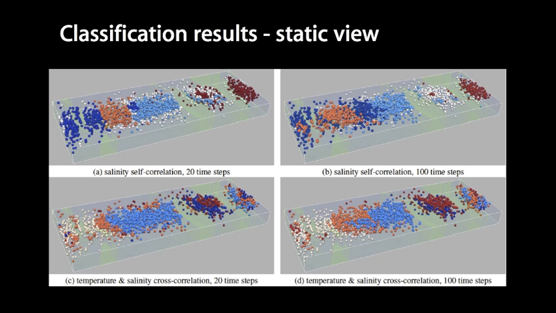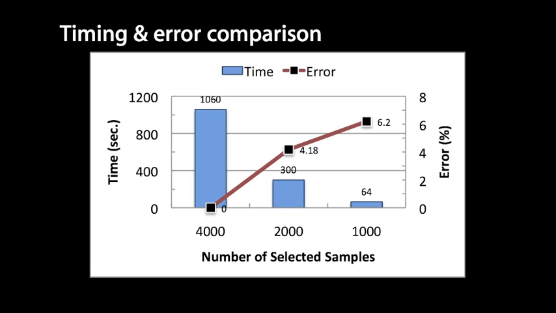In this example, we show static views of the salinity self-correlation and temperature and salinity cross-correlation for 20 and 100 years. A total of 5 clusters is generated. With the static view, we can easily tell the correspondence between different numbers of clusters. Notice that for correlation classification, the salinity self-correlation is more sensitive to the number of time steps chosen than the temperature and salinity cross-correlation.